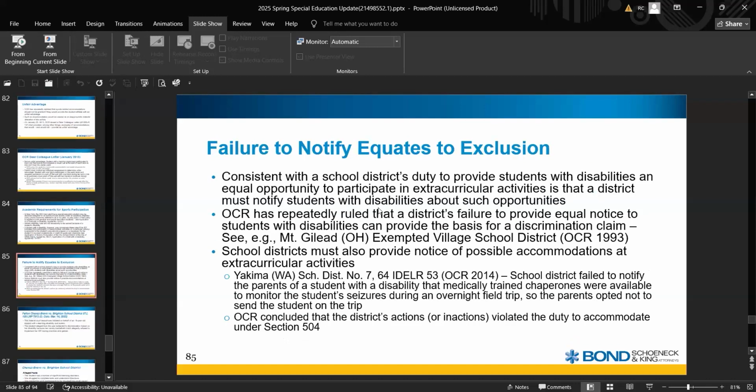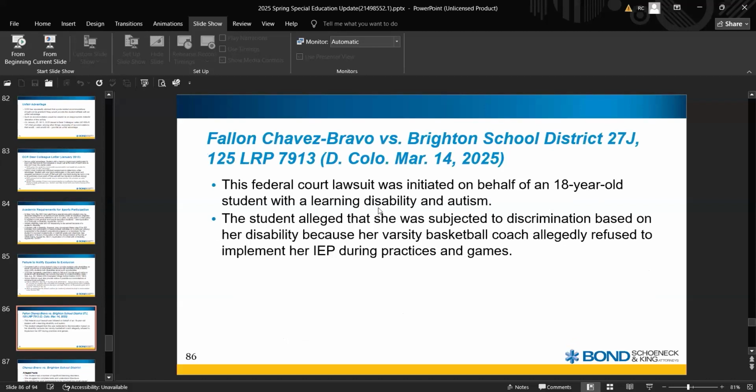Let's see. Failure to notify equates to exclusion. Don't forget for sports, if you're notifying kids that tryouts are next week, you've got to notify everyone, even the kids with disabilities. You might say, why would I send an email to the kids in the 611 class? Because you have to. And if you don't notify everybody, that's viewed as exclusion. Okay.